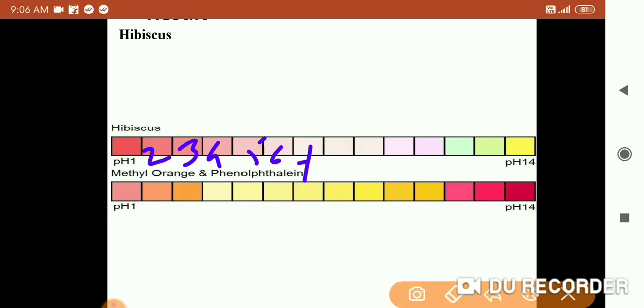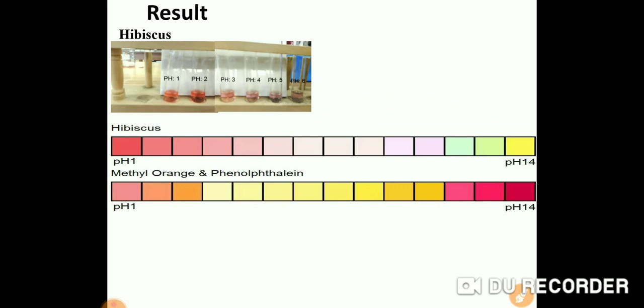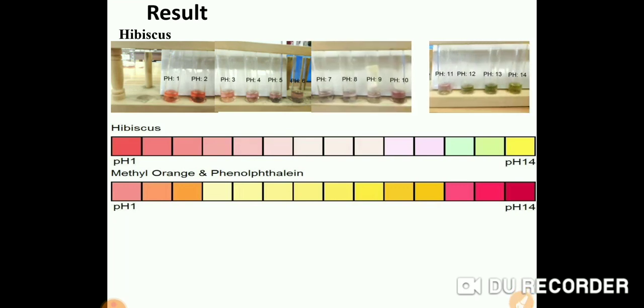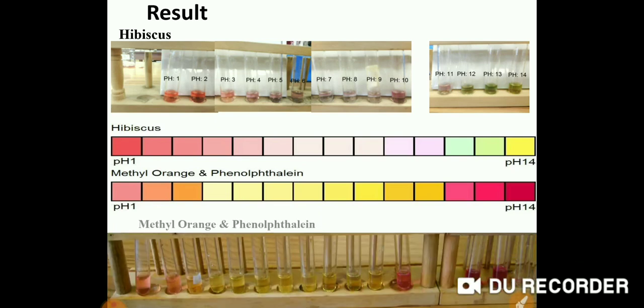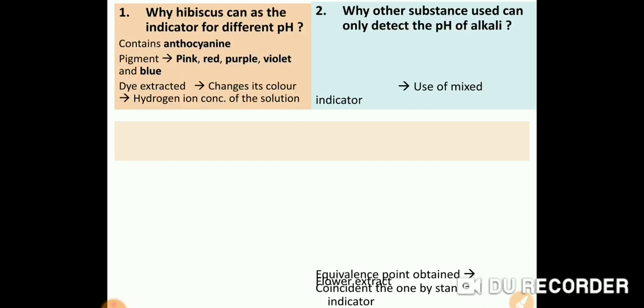There is one more indicator, that is methyl orange, which is red orange at pH 1 and dark red at pH 14. So this is another indicator, along with hibiscus. You can see that the color changes with the different samples of the solution, and methyl orange and phenolphthalein are added to the different solutions. Now let us see that.